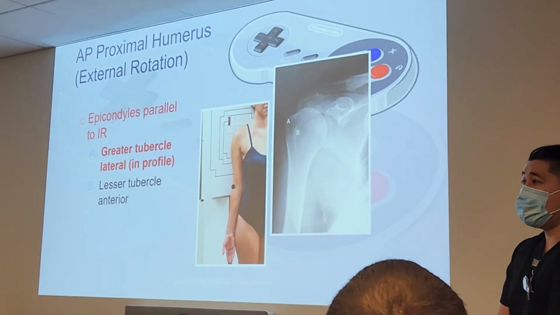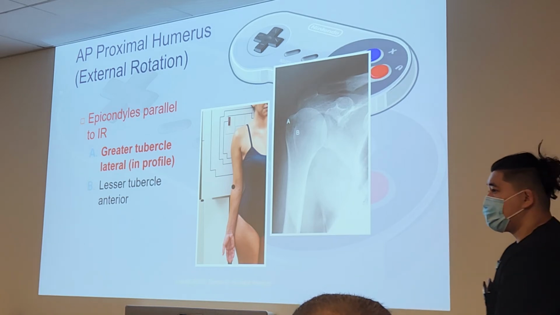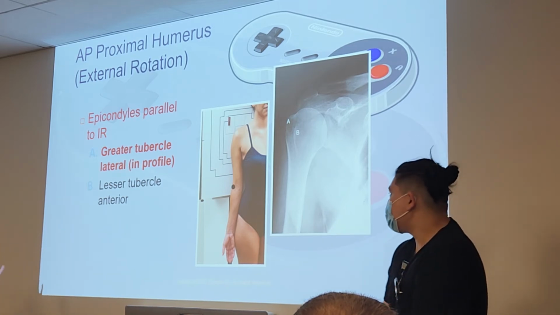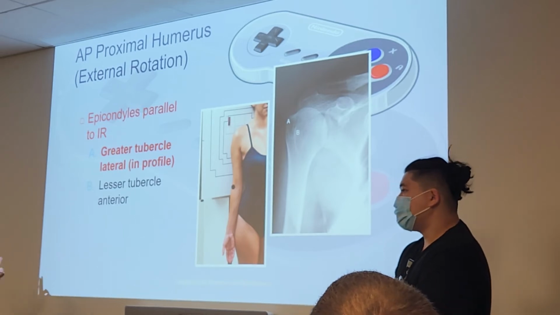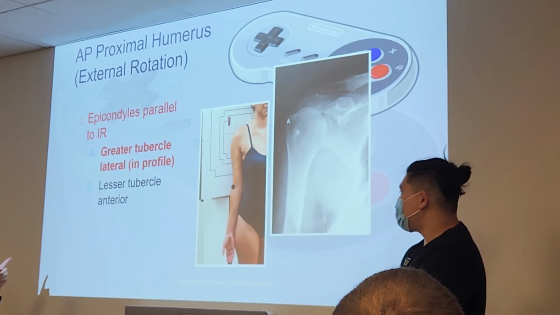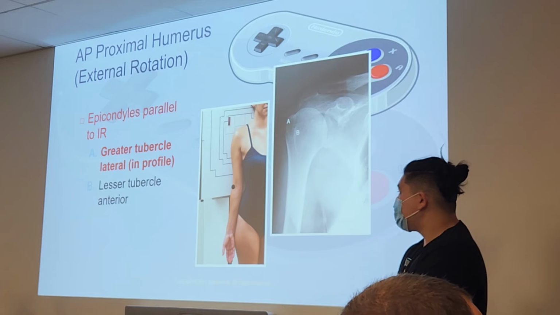Going over some positioning, we have our AP proximal humerus. This is not going to be the full positioning of these positions, guys. This is where I want y'all to pay attention to the anatomy. These next 3 slides are gold star slides of critical info that you need to know.